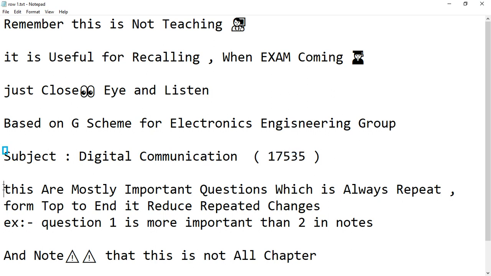17535. These are mostly important questions which always repeat. From top to end, it reduces repeated changes. Question 1 is more important than 2 in the notes. And note the warning that this is not all chapters.